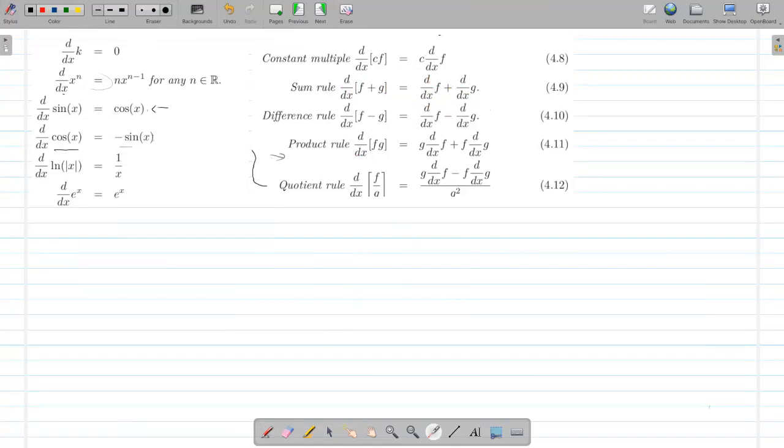Okay, here first add the two functions, then do the differentiation on the resulting function. Here individually differentiate each function first and then add. So here I'm adding after differentiating. Here I'm adding before differentiation. So this rule allows us to change the order.